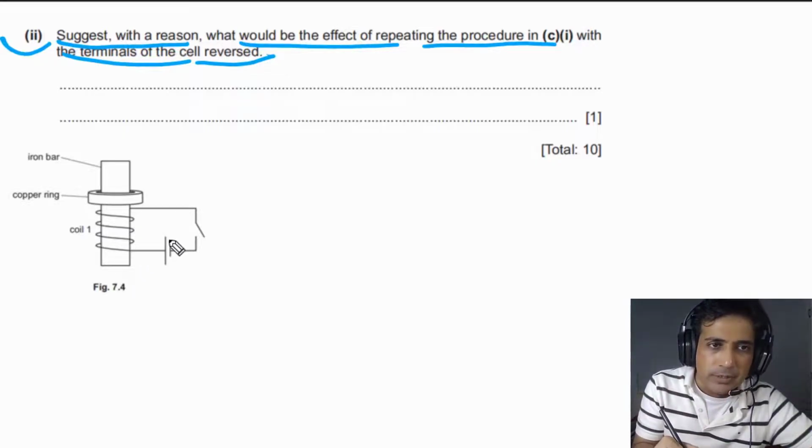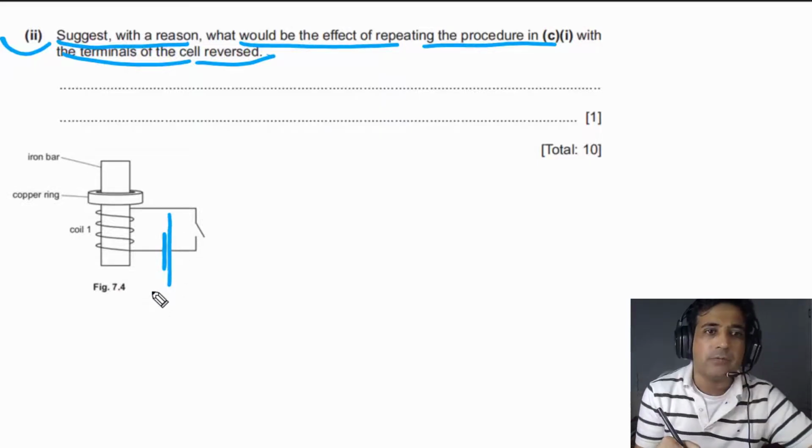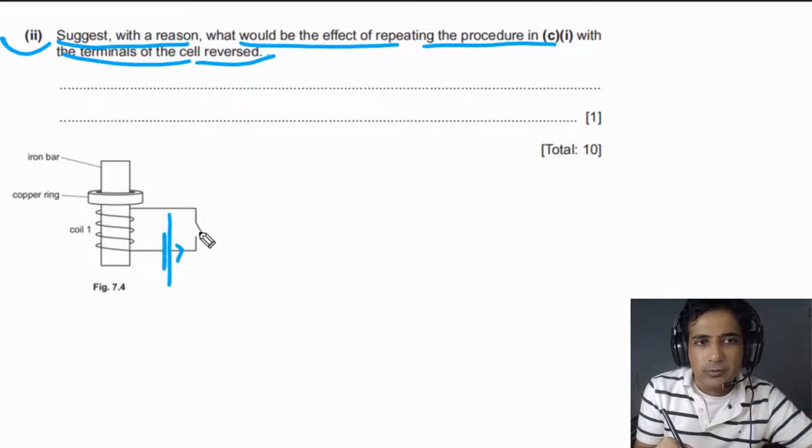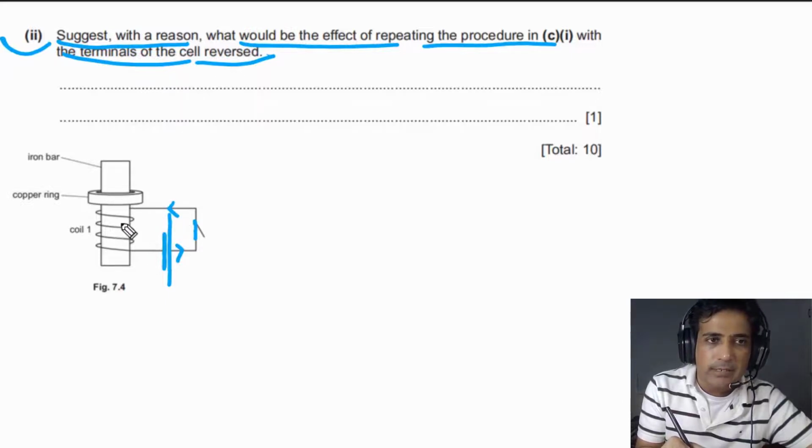We simply reverse the terminals of this cell. Now this terminal is negative and this terminal is positive. So in this case, current will flow this way when you close this switch. As soon as you close the switch, magnetic flux in the coil will increase from 0 to maximum, and magnetic flux in this ring will also increase from 0 to maximum.